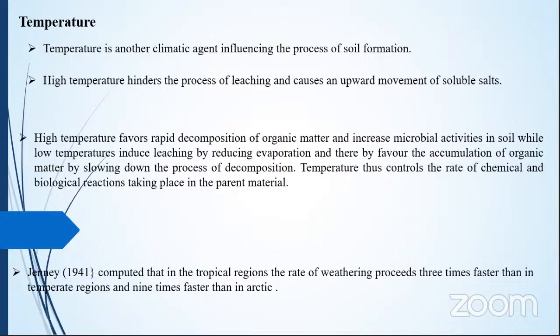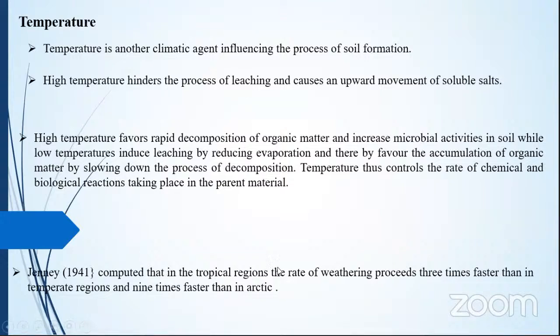Jenny in 1941 computed that in tropical regions the rate of weathering was 3 times faster than in the temperate regions and 9 times faster than in the Arctic region. This is what Jenny has quoted in his literature. He said that in tropical regions the rate of weathering is 3 times faster than in the temperate regions and 9 times faster in the Arctic region, a completely icy area.